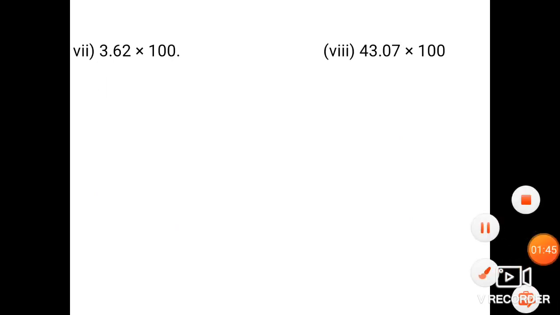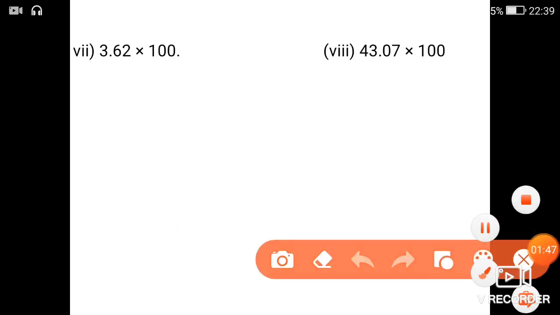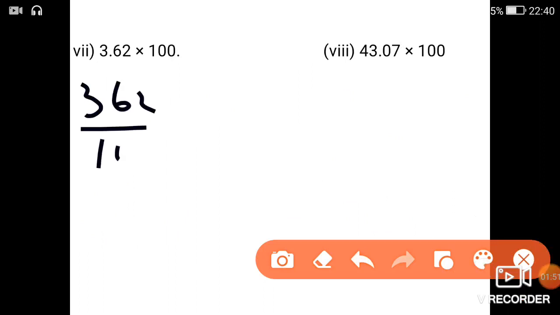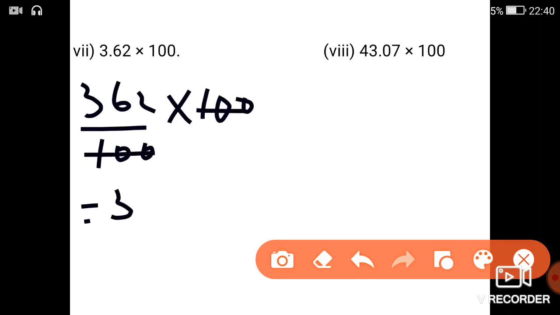Next, seventh problem, 3.62 into 100. So we'll write it down as 362 divided by 100 into 100. So 100 and 100 will get cancelled. We'll get 362.